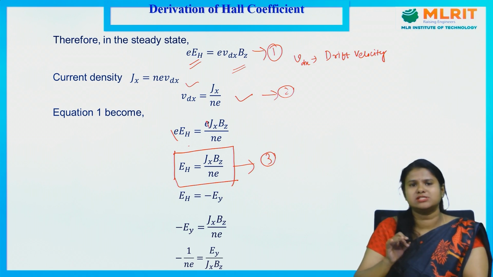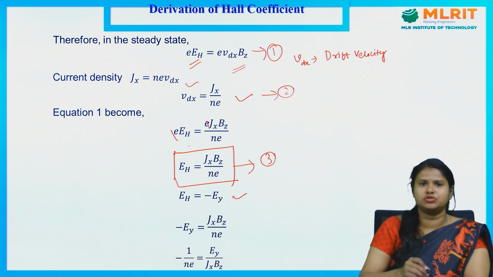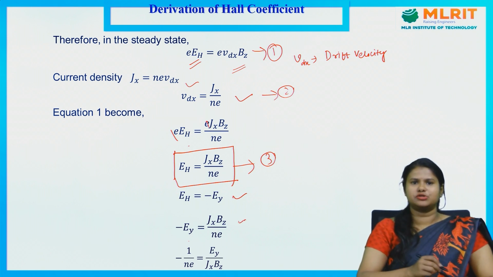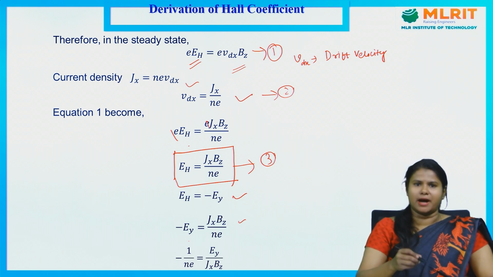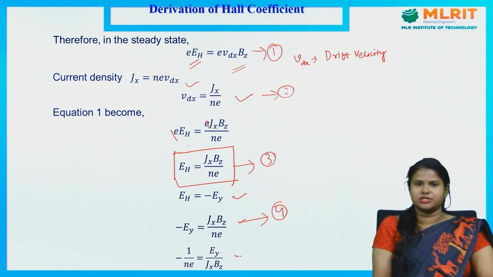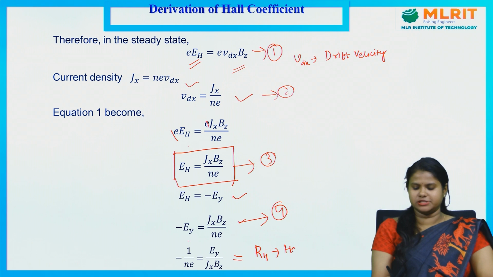And we know that this Hall field will be developed along the negative y direction. That's why EH is equal to minus Ey. So, we can write minus Ey is Jx into Bz by Ne. This is equation 4. From equation 4, we can write minus 1 by Ne is equal to Ey by Jx into Bz. This minus 1 by Ne is introduced as RH, which is known as Hall coefficient.